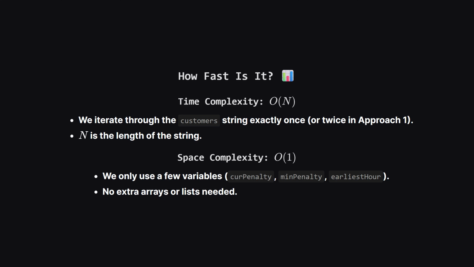So how fast are these solutions? Both approaches are extremely efficient. For time complexity, we are looking at big O of n. This is because we simply walk through the list of customers one time. If the list is 1,000,000 characters long, we do 1,000,000 operations. For space complexity, it's big O of 1, or constant space. We aren't creating any new lists or arrays. We're just updating a few simple counters. This is as efficient as it gets.